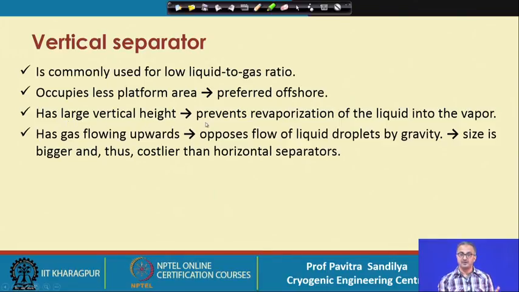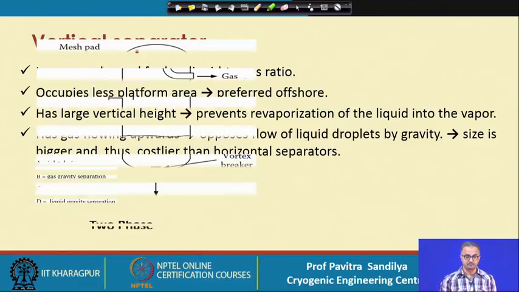And when we have large vertical heights, they prevent the revaporization of the liquid into the vapor and has gas flowing upward, and that is they oppose the flow of the liquid droplets by gravity, and size is bigger, thus costlier than the horizontal separator. So these are the typical features of the vertical separator.